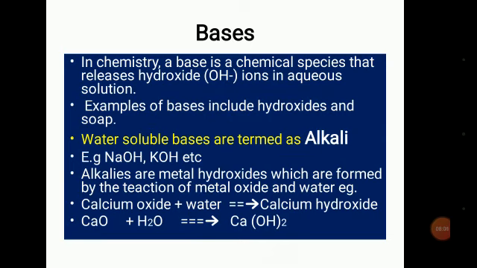Alkalis are metal hydroxides which are formed by the reaction of metal oxide and water. Calcium oxide plus water gives calcium hydroxide. How is it formed? By the reaction CaO + H2O → Ca(OH)2, calcium hydroxide.